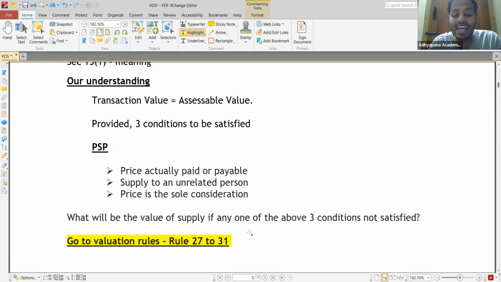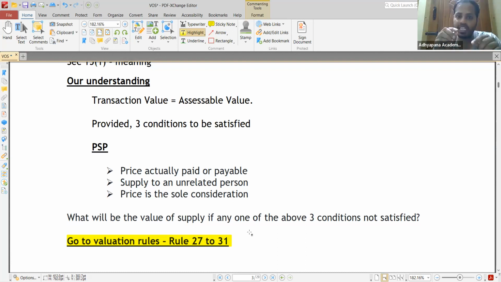Then supply to an unrelated person. See, if you're providing a supply to a related person, you will have some buffer in the profit, right? You will give it at a lesser price. Suppose I am giving a product to my relative. The definition of relative is specified in the value of supply chapter only. So to a relative, I could give the product at a higher price or at a lower price. To my father, if I'm giving a product, I will give it at a lesser price, right?